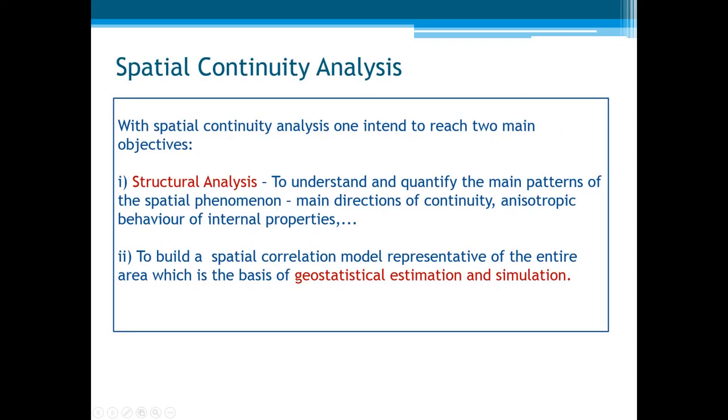In short, with spatial continuity analysis, one intends to reach two main objectives. First, we call it structural analysis, which goal is to understand and quantify the main patterns of the spatial phenomena, main directions of continuity and anisotropic behavior of internal properties, etc. The second objective consists on capitalizing the spatial pattern knowledge of the previous step and summarizing it in a spatial correlation model representative of the entire area, which is the basis of geostatistical estimation simulation methods that we'll see later.